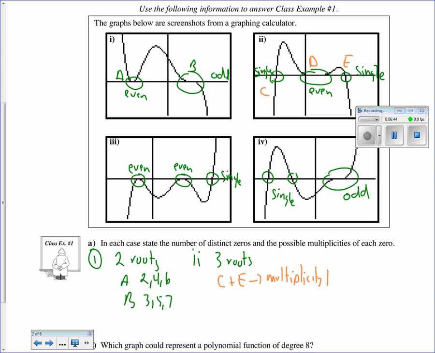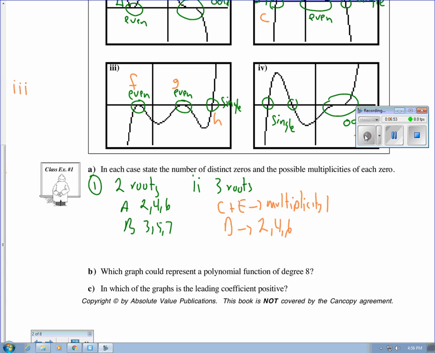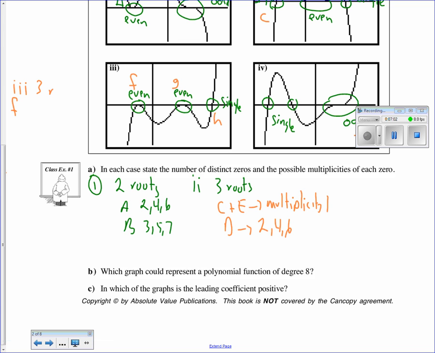D is an even root, which is multiplicity of 2, 4, or 6. On triple I, I've got 3 distinct roots, F, G, and H. F and G are both even, so that means they're 2, 4, or 6 or higher. H is a single, so it has a multiplicity of only 1.